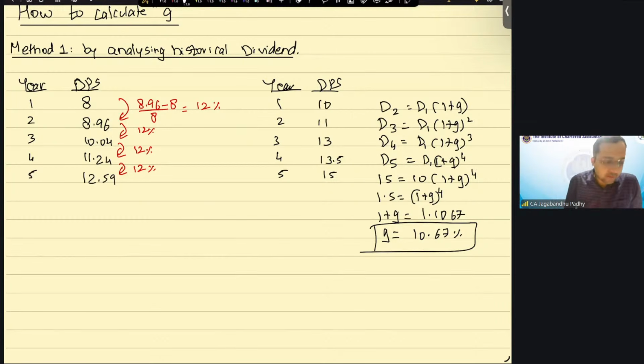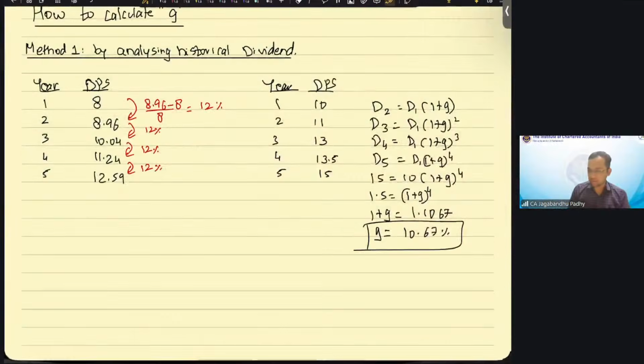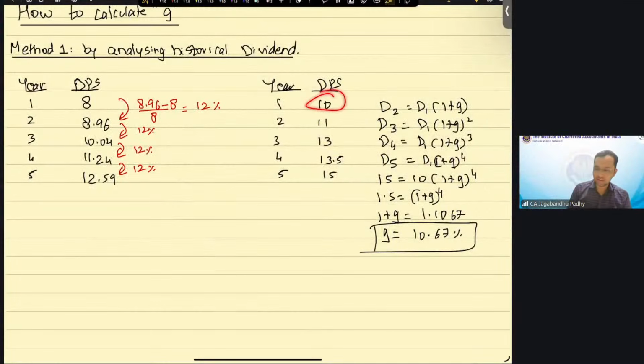So from the future perspective, I will definitely say that the growth rate is basically a compounded annual growth rate, or we just calculate the CAGR using the start value and the ending value. The start value was in the first year, the ending value was in the fifth year. Obviously growth would have happened for 4 years, and we simply use this equation to arrive at the growth. This is the first method, by analyzing the historical dividend.